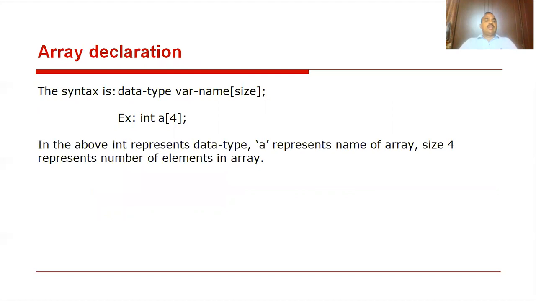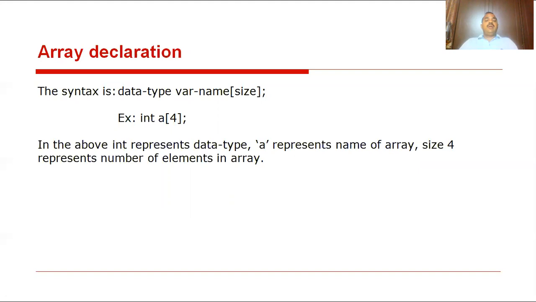The array declaration: the general syntax of the array declaration is data type, variable name, and size. Example, int is a data type where a is the array name. Then the size of the array is 4. Here, size of the array means simply an integer occupies 2 bytes of memory. Then there are total 4 blocks, each block size equal to 2 bytes. 4 into 2, 8 bytes of memory allocated to A.